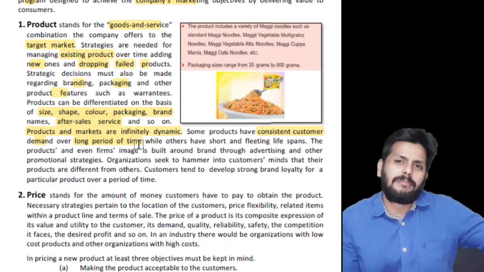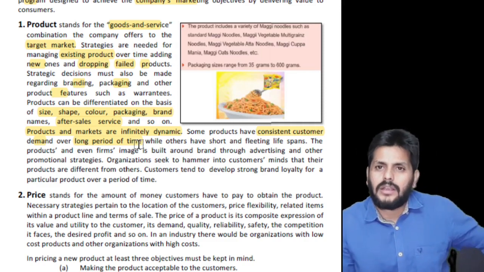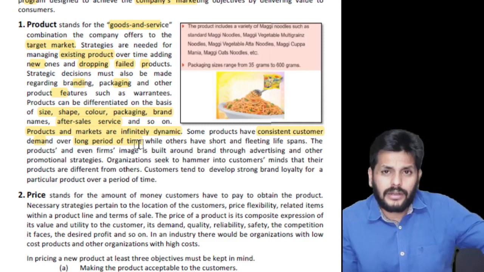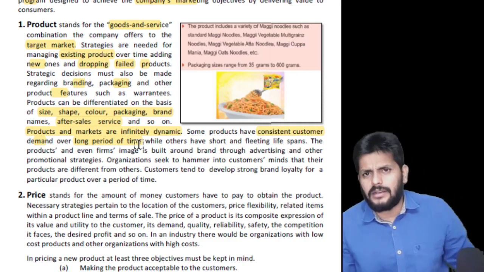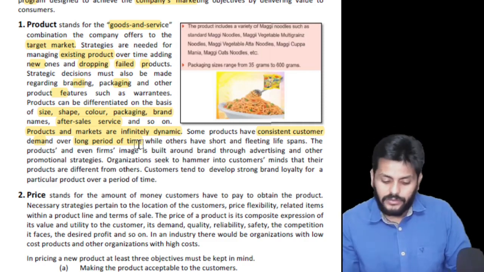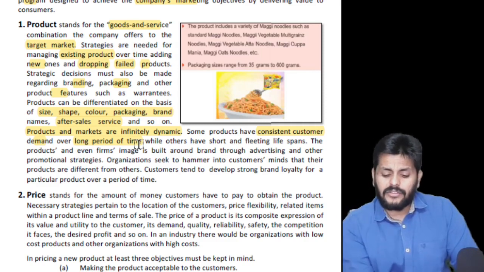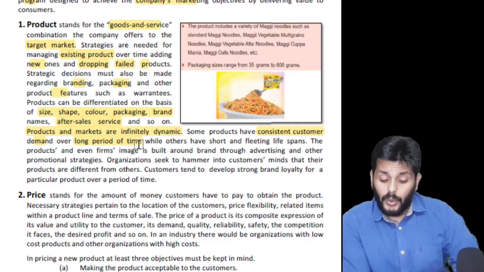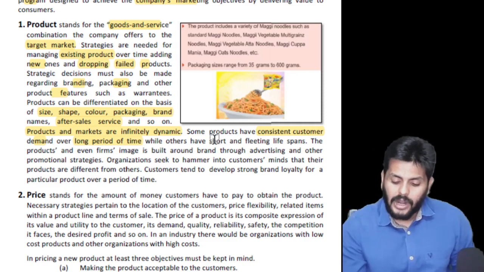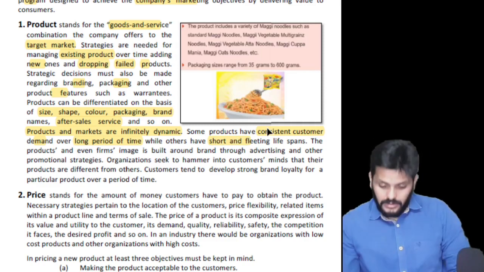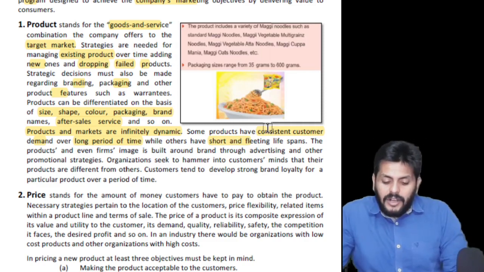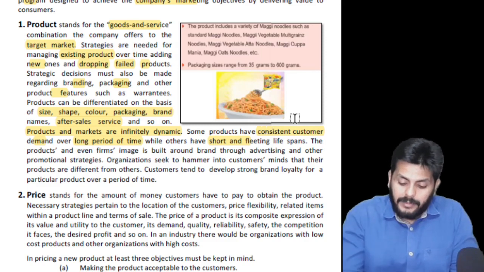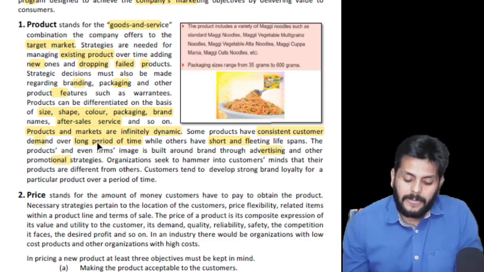Some will be there perpetually throughout the year, like water. Some basic products are there. Pulses, then sugar. Throughout the year, the requirement and demand continues to remain the same. Most of the household products have consistent customer demand over a long period of time, while others have short and fleeting lifespans. The products and even the firm's image is built around the brand through advertising and other promotional strategies.